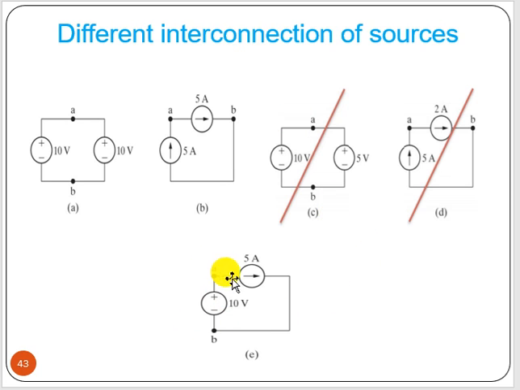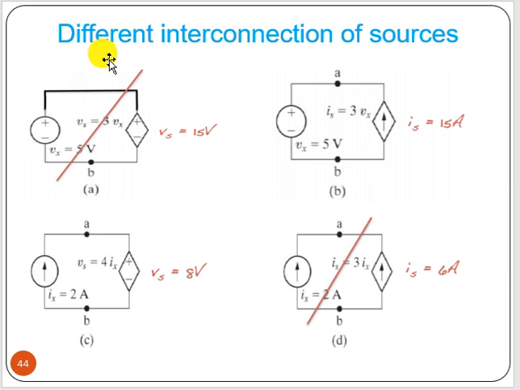Now 10 volt and 5 amp, that we can do. Why? Because we don't know how much current is leaving from this 10 volt source, and we don't know how much voltage drop there is across the current source, and this is in series, so there is no problem. Now this is a dependent, diamond shaped voltage source, a voltage controlled voltage source. Vs equal to 3 Vx, Vx value is 5, so this is 15 volt. Now 15 volt and 5 volt cannot be connected in parallel, so this is a wrong connection. A voltage source and a current source can be connected. Again, a current source and a voltage source, okay, this can be connected.